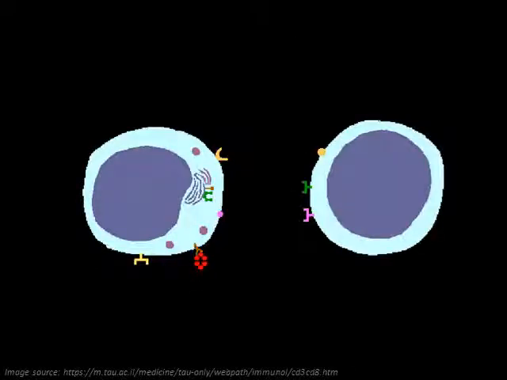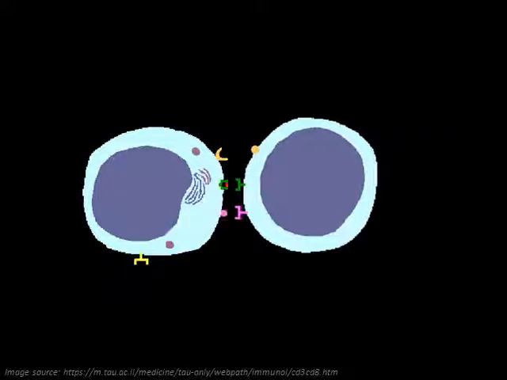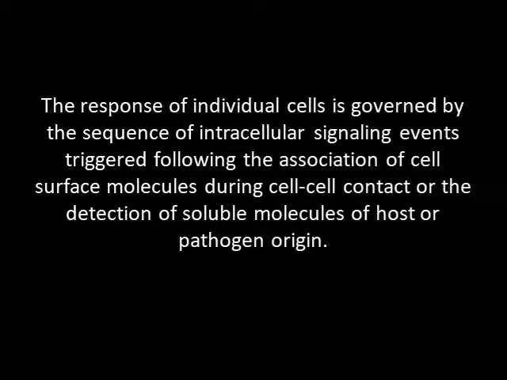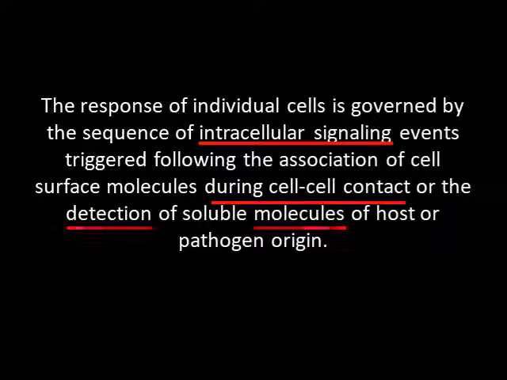The dynamic interaction of cells of the immune system with other cells, antigens, and secreted factors determines the nature of an immune response. The response of the individual cell is governed by the sequence of intracellular signaling events triggered following the association of cell surface molecules during cell to cell contact or the detection of soluble molecules of host or pathogen origin. Now let's dive into our discussion points and review the features of innate and adaptive immunity.